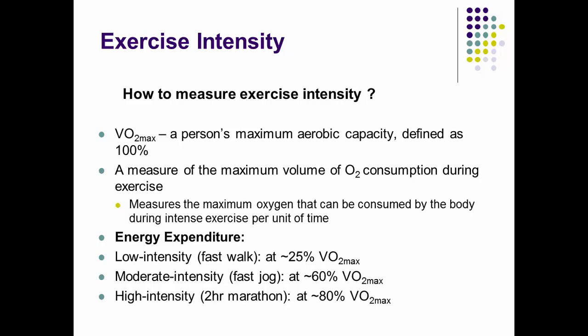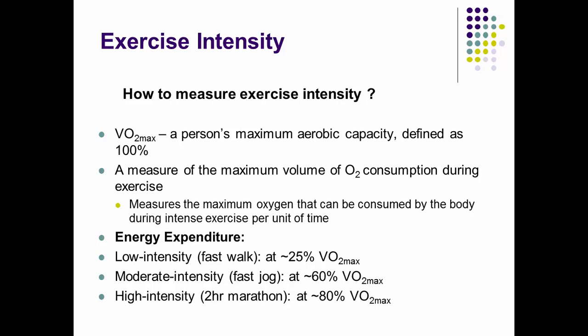So here I just wanted you to remember these three numbers, right? They indicate the different levels of exercise intensity. For example, for low intensity exercises, like a fast walk, you usually only use 25% of your maximum oxidative capacity, right? And moderate intensity exercise, like a fast jog, utilizes 60% of your maximum oxygen capacity, right?